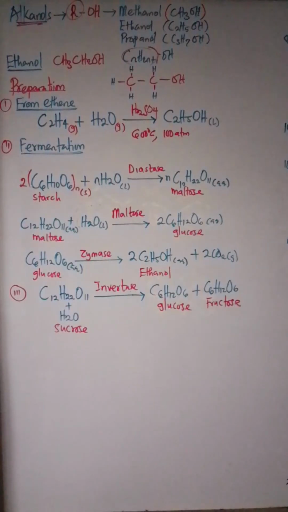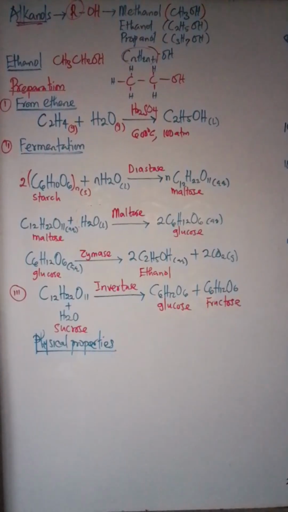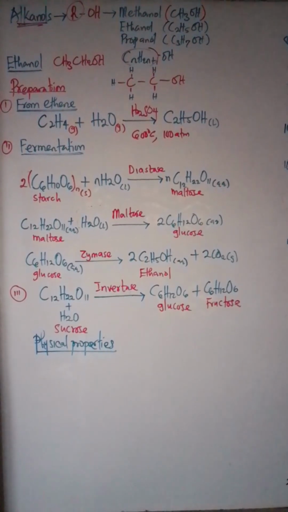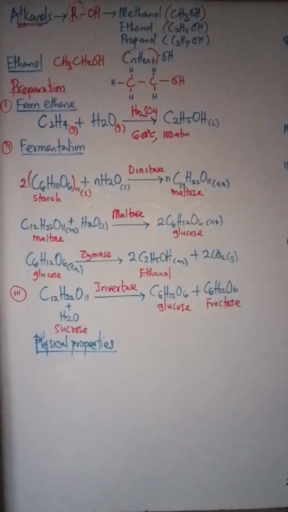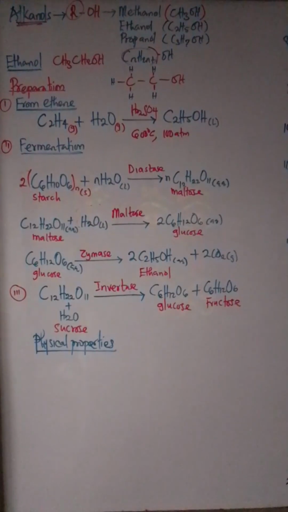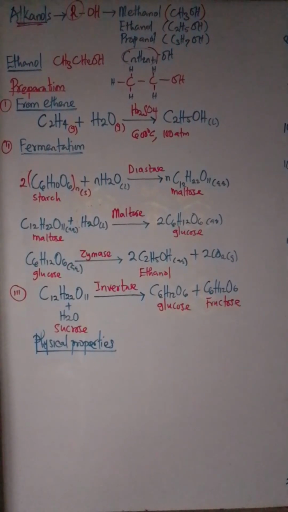Now let's talk about the physical properties of ethanol. Number 1, ethanol is a colorless, volatile liquid with a characteristic taste and smell. So it has a special taste and smell that it is known for. It is colorless, but highly volatile. If exposed to air, it can easily escape. Number 2, it readily dissolves in water. So it has high solubility because of the presence of OH. It has no action on litmus paper, and it has a boiling point of about 80 degrees Celsius, 78 degrees Celsius to be precise.